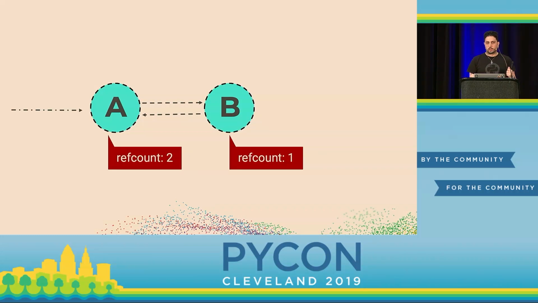So there is a problem, right? Because if we delete the reference from the outside, then A points to B, but B points to A. So even if these 2 objects are not reachable anymore, the reference count will never fall to 0, and therefore we cannot clean them up. So we need something else, and this something else is the garbage collector.